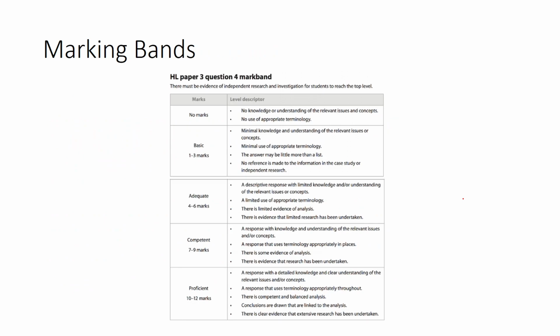But before, let's check how the marking bands work on the case study. Here we have 4 different mark bands. In total we will have 3 different questions. To get the maximum from this paper, you need a response with detailed knowledge and clear understanding of the relevant issues and concepts. It means that we need to fully understand the special topic which will be required by the case study scenario this year and next year also.